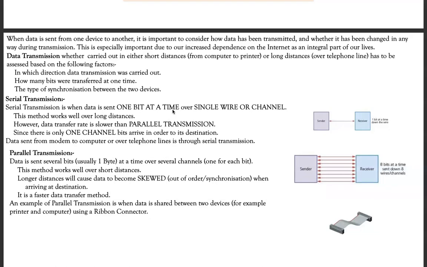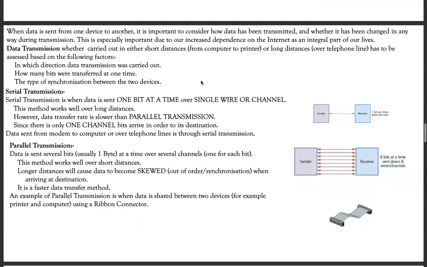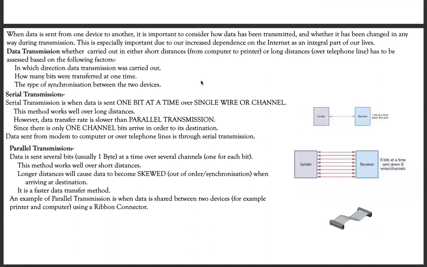It's more reliable in the sense that, if there is, say, for example, an error in data transmission, that error will only occur for specific packets and the overall data transmission will be carried out easily. Okay, now let's move on to the next aspect of data transmission.